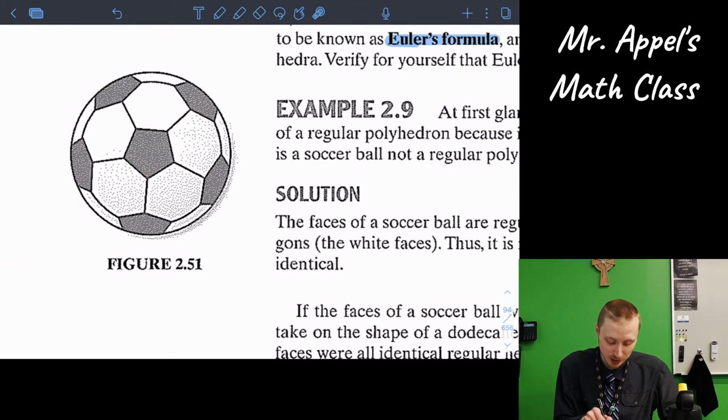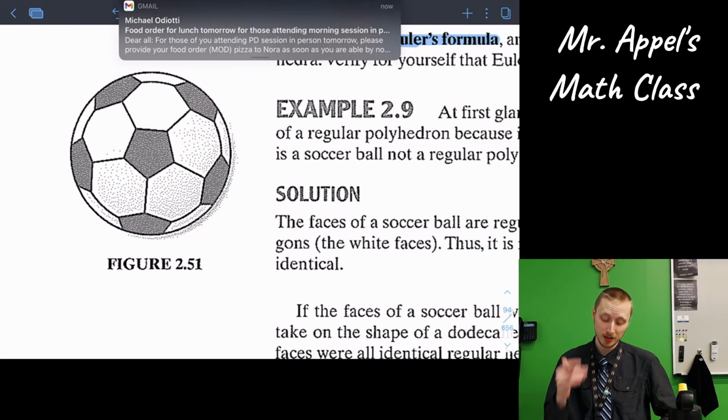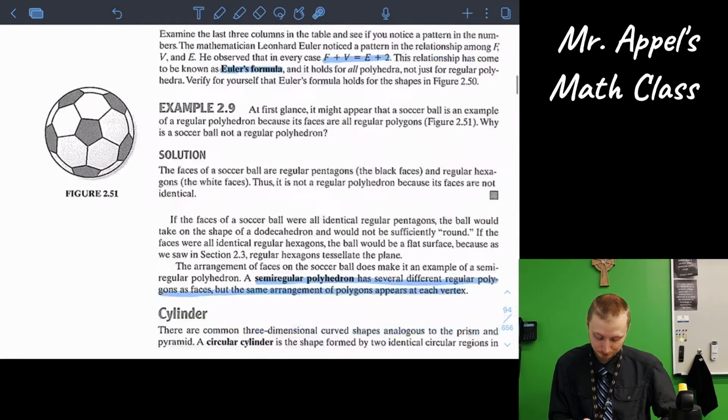So at any intersection of line segments here, I have 2 hexagons and a pentagon. Here, 2 hexagons and a pentagon, and here too. Anywhere you look at it, it's always 2 hexagons and a pentagon meeting up. Thus, it is semi-regular.